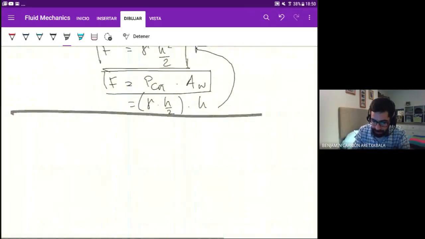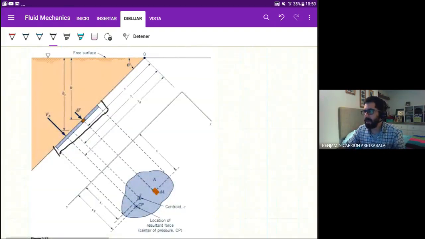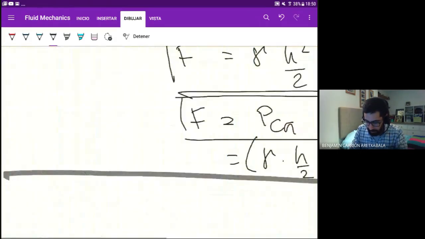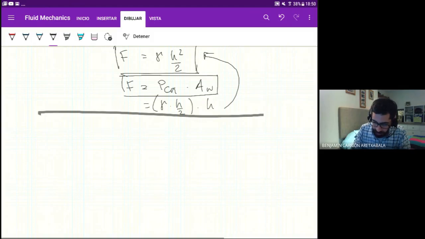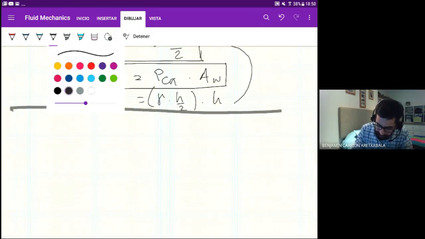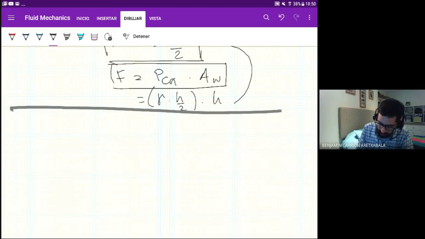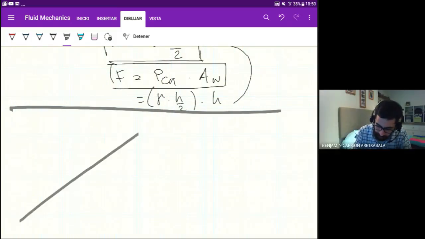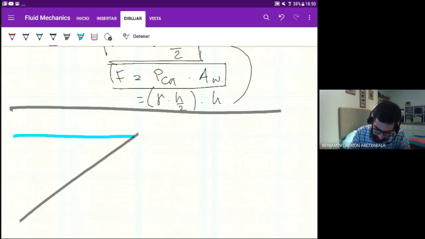So you can go into the slides. You can go to this image, it's in slide 25, so you can have it at hand. Okay, so this is the general case. Let's say we have an inclined plane. We have a free surface here, and we want to compute the force of the water over this plane here.